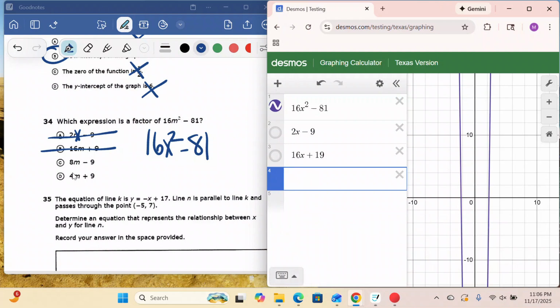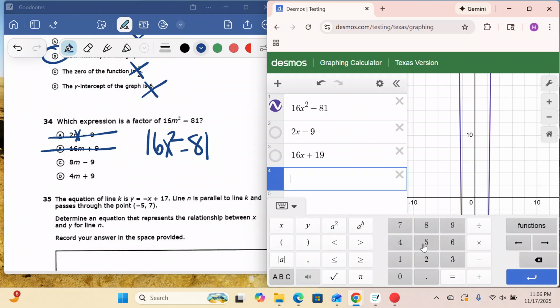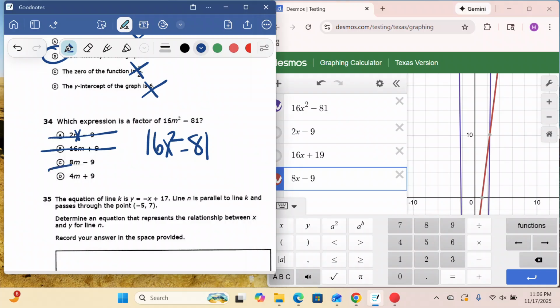I'm going to get rid of this, and I'm going to put in 8m minus 9, which is the same thing as writing 8x minus 9. And again, it doesn't pass through my x-intercept, so again, this is false.